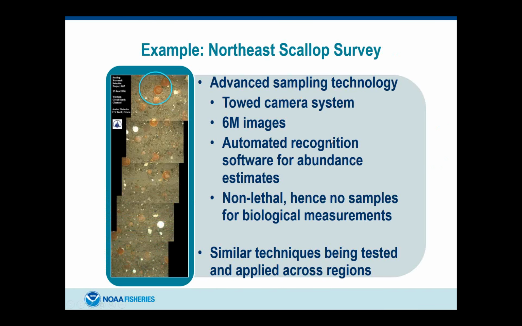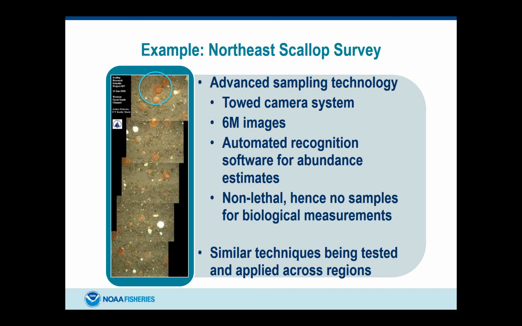Another example, this is one using advanced technologies. Here we're using a towed camera system. This is off the northeast of the US. It's targeted on scallops. And in this blue circle, you can see what 3 scallops are in that blue circle there. So it's a very quantitative, highly standardized approach. We can get a direct estimate of how many scallop are off the northeast from this survey.